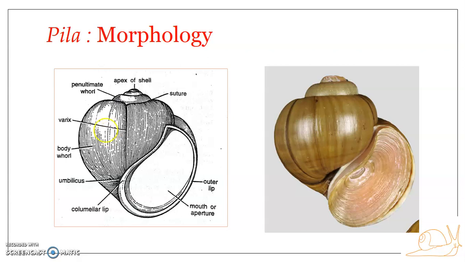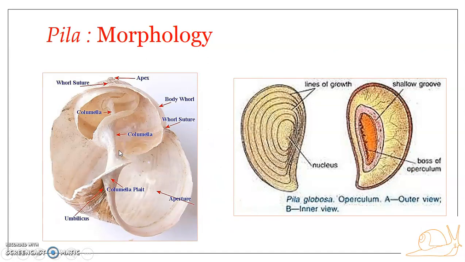It is twisted spirally, it is dextral, and it is coiled around a central axis. The central axis is what is known as a columella. And this central axis is hollow inside, and this hollow columella opens out to the exterior by a small opening, and this opening is known as the umbilicus.